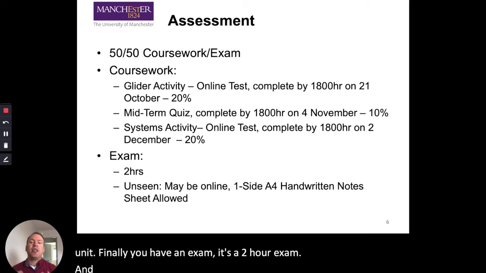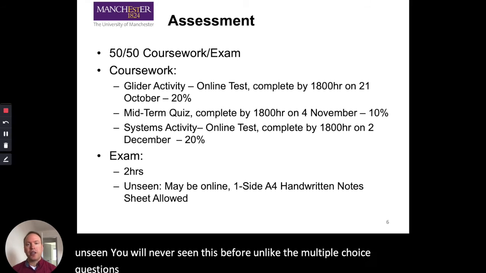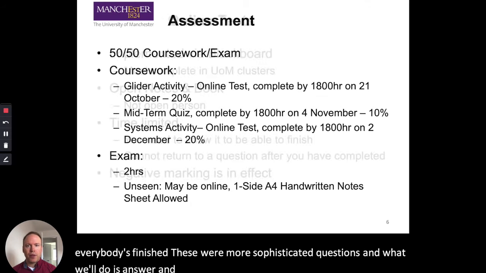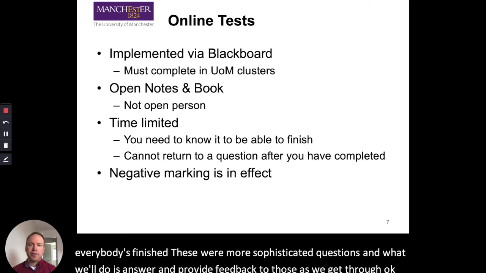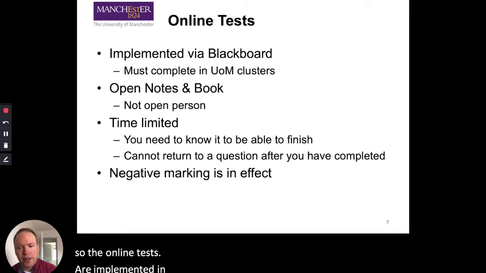It is unseen. You will have never seen this before. Unlike the multiple choice questions, which are auto-marked and you can see the answers as soon as everybody's finished, these were more sophisticated questions, and what we'll do is answer and provide feedback to those as we get through it. Okay, so the online tests. They're implemented in Blackboard. Historically, you would have had to complete these in University of Manchester clusters.